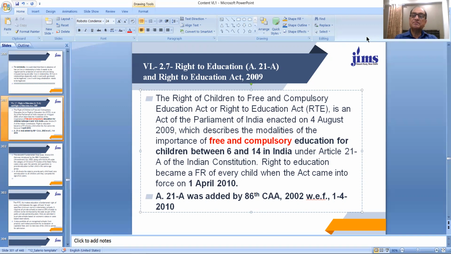So, right to education became a fundamental right of every child when this Act came into force on 1st April 2010. And on the same date, Article 21A was added in our Constitution by the Constitution 86th Amendment Act 2002, which was enforced with effect from 1st April 2010. So Article 21A and the Right of Children to Free and Compulsory Education Act 2009 came into force on the same date, because their area of operation is also almost the same.